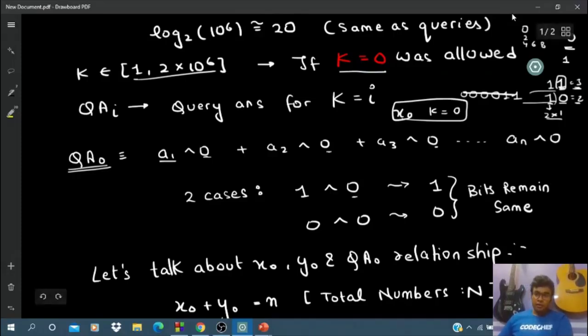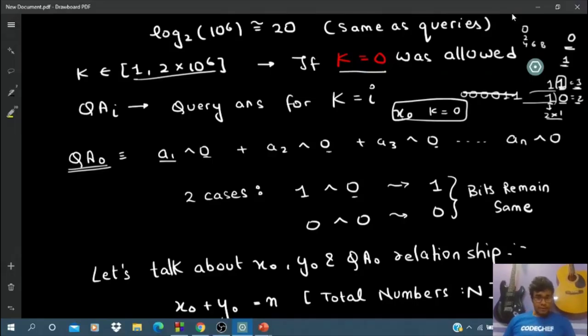If it ends with 1, we know that the number is not divisible by 2, and henceforth its remainder with 2 will be equal to 1. So let's go on. Let's talk about what QA0 represents. QA0 will be nothing but A1 XOR 0 plus A2 XOR 0, and so on till AN XOR 0.